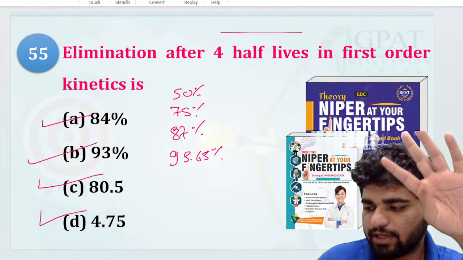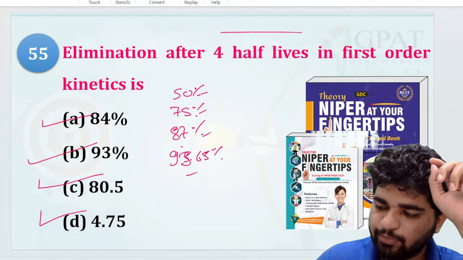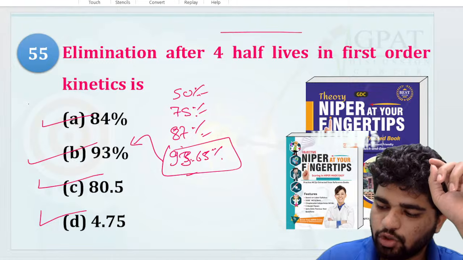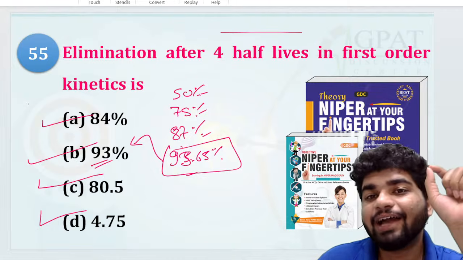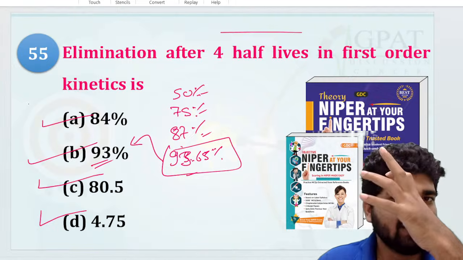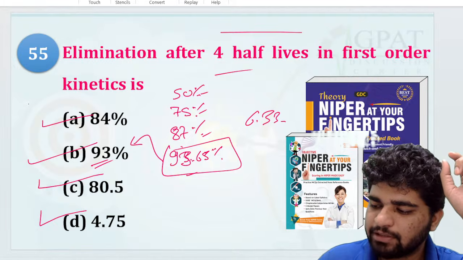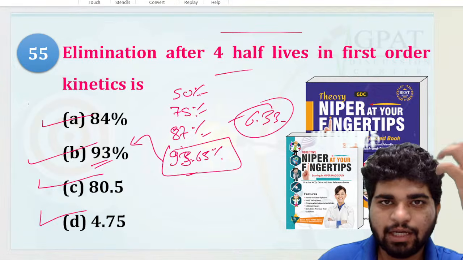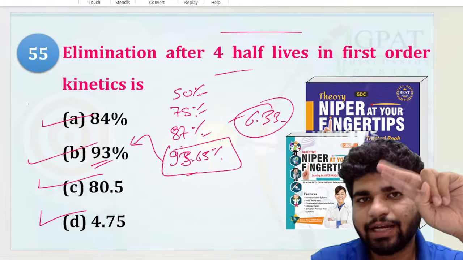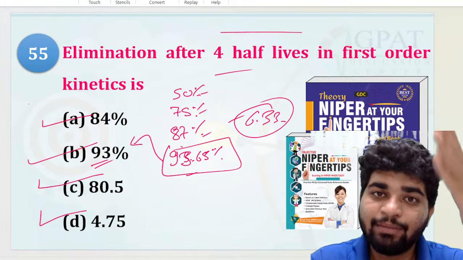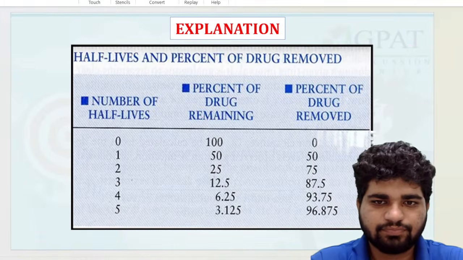So after the fourth half-life, 50, 75, 87, 93, that is 93.65 percentage will be gone, and that is your elimination after 4 half-lives. And if they had asked how much is left after 4 half-lives, then you would answer 6.35 percentage is left. So there are two kinds of questions they ask over here: eliminated or left. So remember what they have asked.